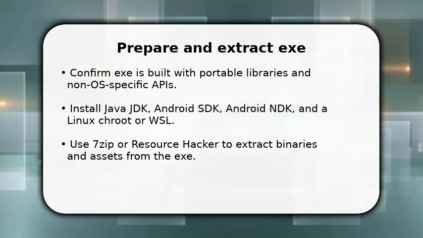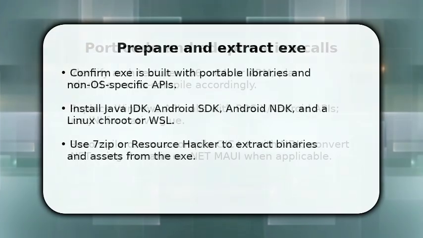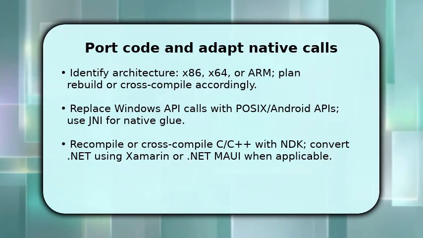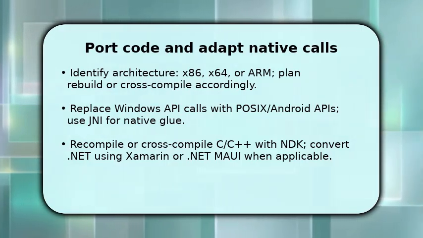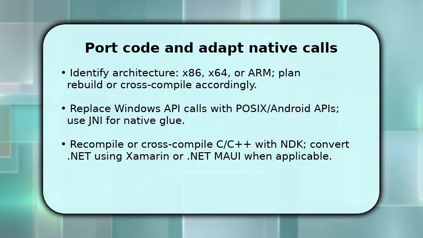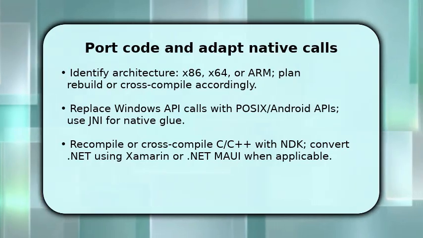Start by identifying target CPU architecture, x86, x64, or ARM, and decide whether to cross-compile or recompile from source. Android devices are mostly ARM. Replace Windows API calls with POSIX or Android APIs, and use JNI as glue between Java/Kotlin and native code.